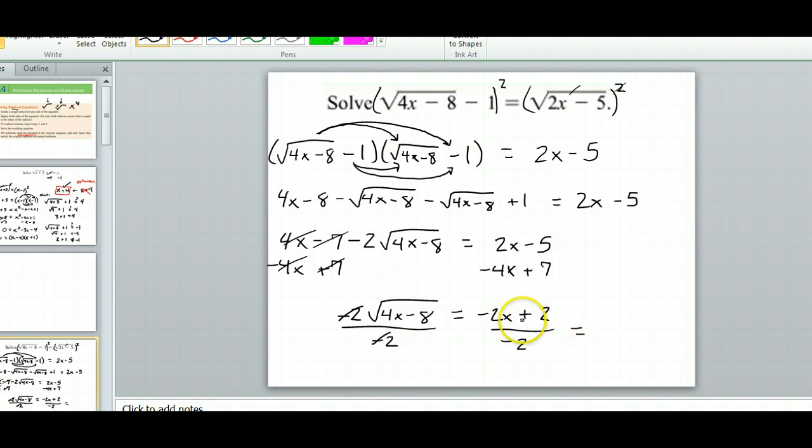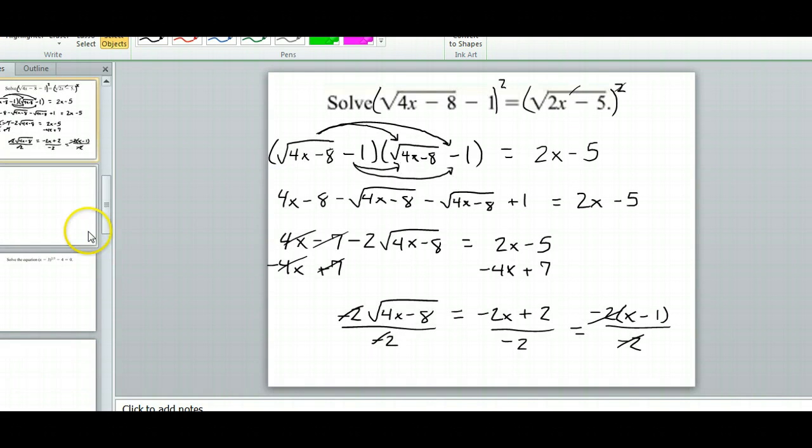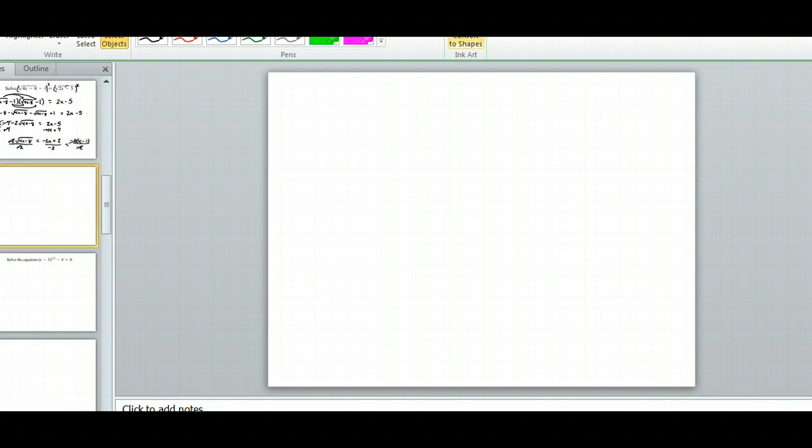Over here, just notice that if I pull a negative 2 out, it's like dividing each of these terms. So negative 2x divided by negative 2 is just x, and then positive 2 divided by negative 2 is minus 1. So this is the same as this. I'm just pulling out that negative 2 so it'll cancel. So the only thing I had left on the left side was the square root of 4x minus 8, and the only thing left on the right side after that cancellation was x minus 1.